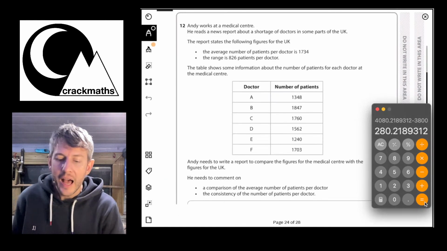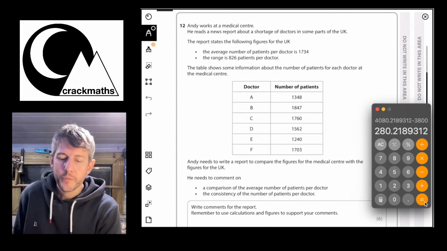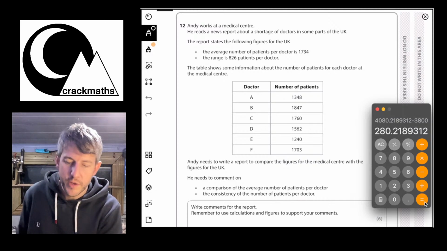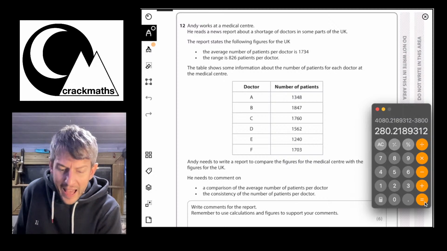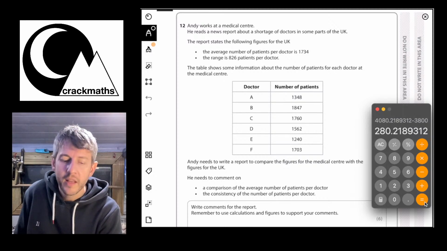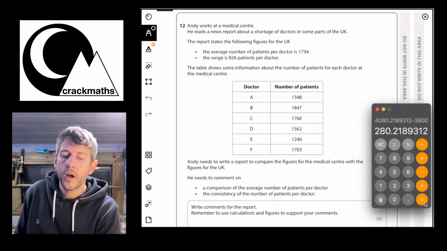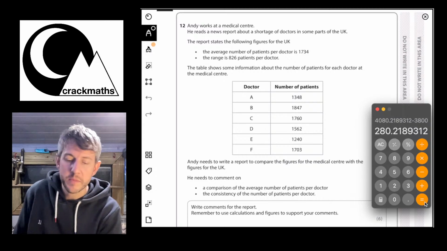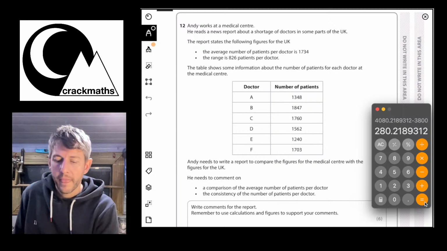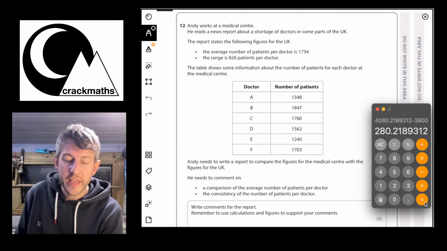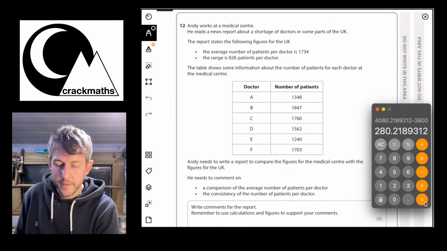Right. Andy works at a medical centre. He reads a news report about a shortage of doctors in some parts of the UK. The report states the following figures. The average number of patients per doctor is 1,734. The range is 826 patients per doctor. The table shows some information about the number of patients for each doctor in the medical centre.